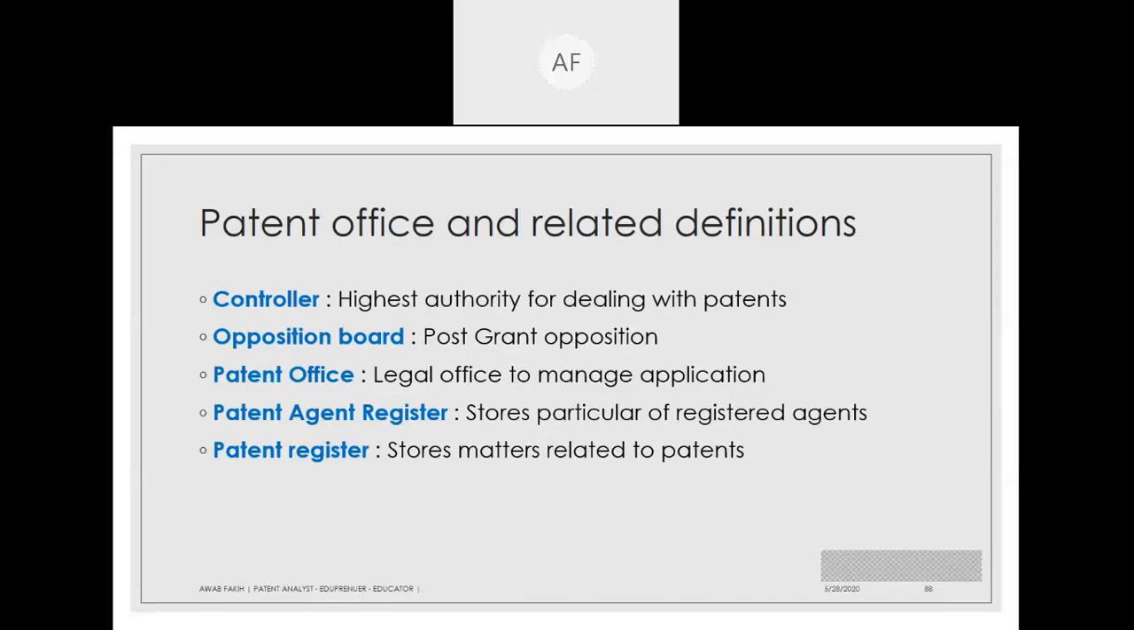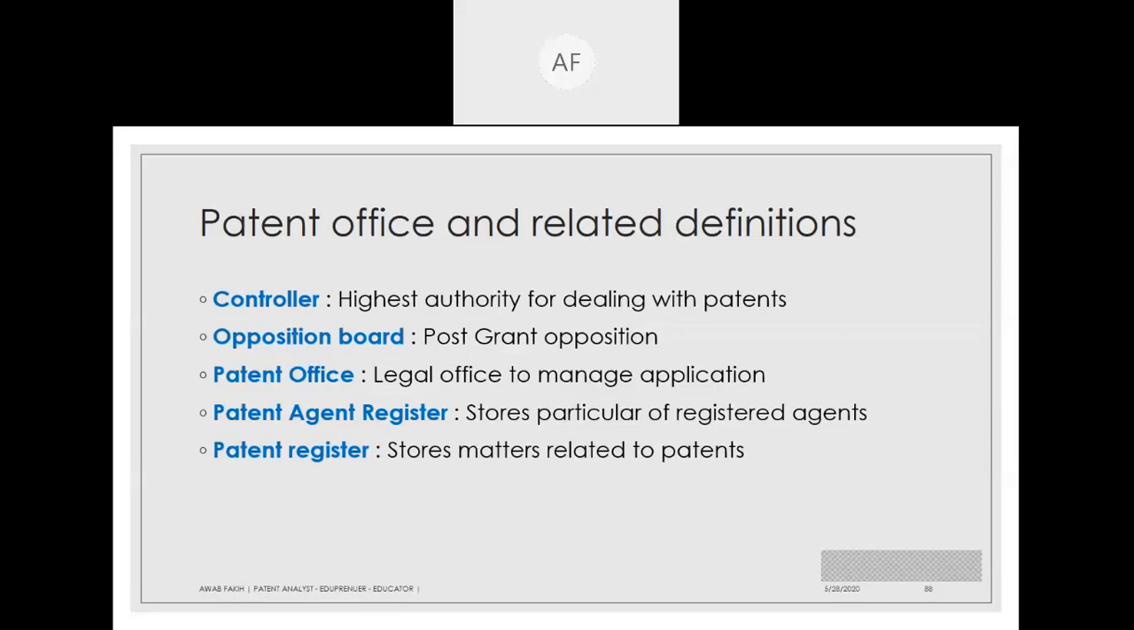He will check whether the procedural formalities are completed or not. Further, he will also see if any objection has been raised in the application. He will look after all those things. He will complete his duty and transfer the application to the controller. In short, the controller is like the boss of a patent office.